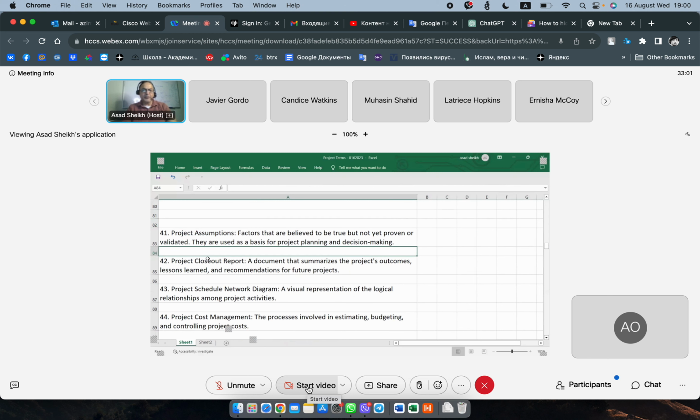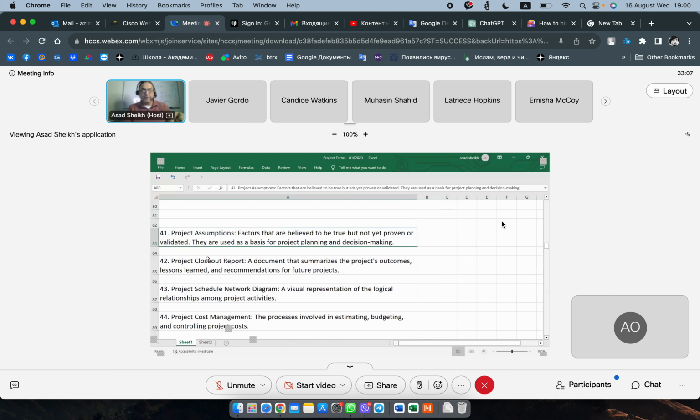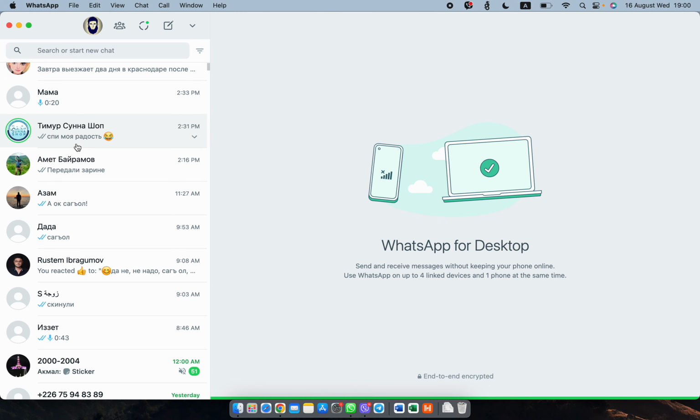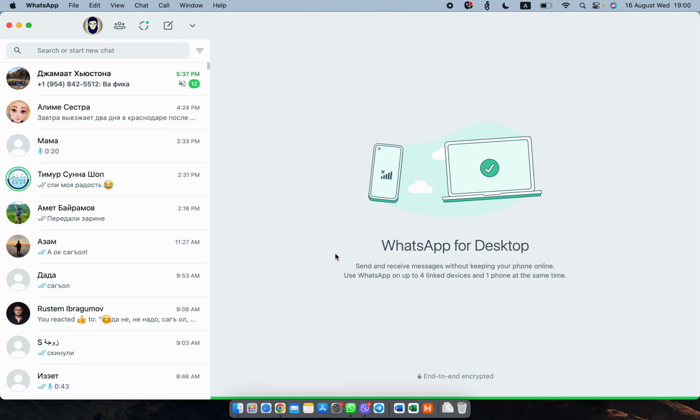Okay, assumptions. So what is an assumption? Factors that are believed to be true but not yet proven. This is the formal definition of assumption. They're used as a basis for project planning and decision making. It's good to have assumptions, but you've got to prove that this assumption is correct. Otherwise, it's going to become a risk for you.